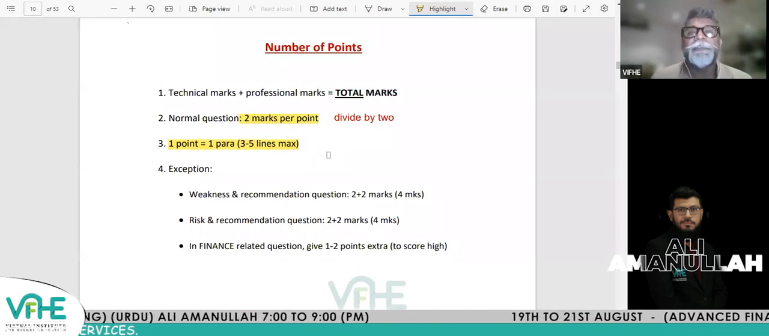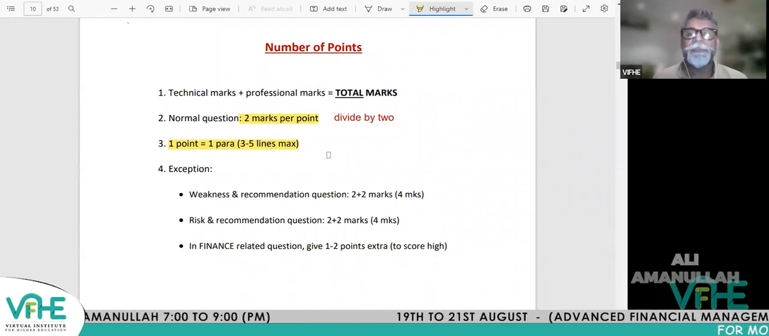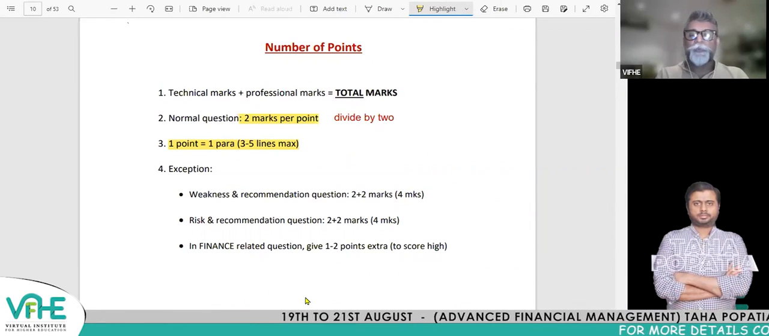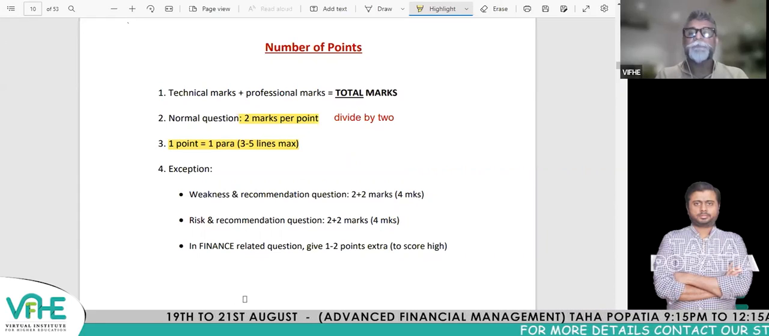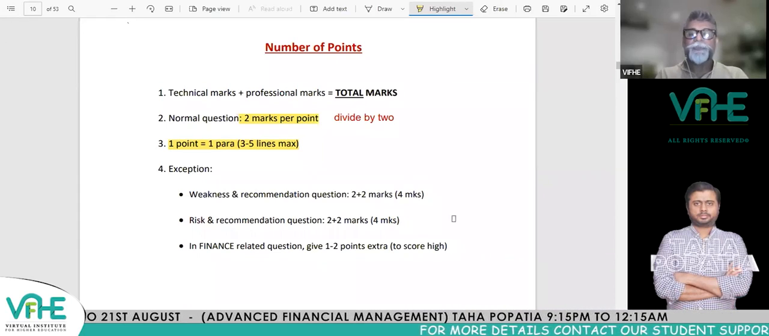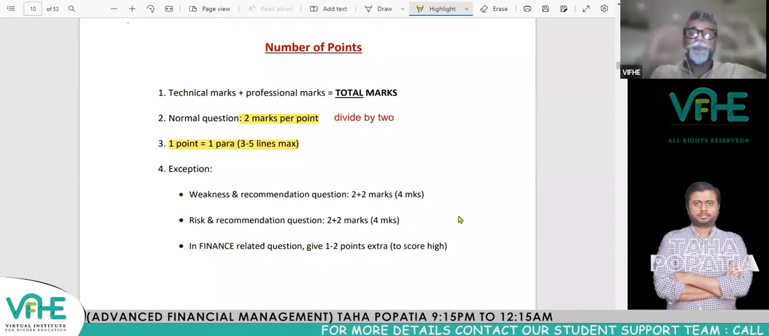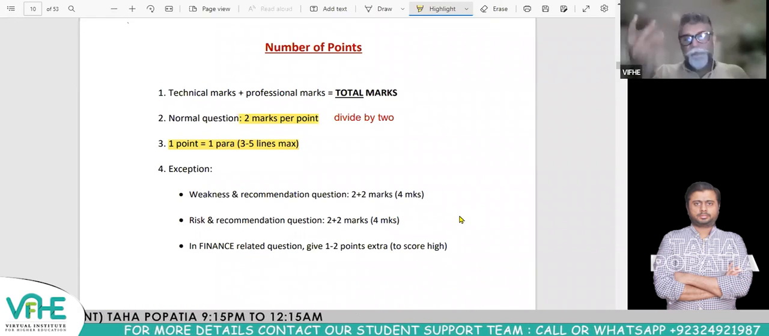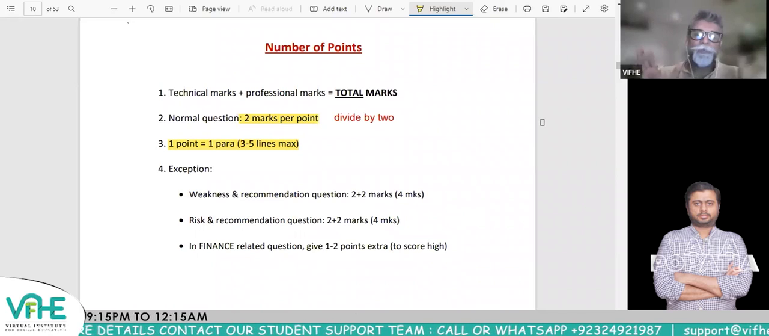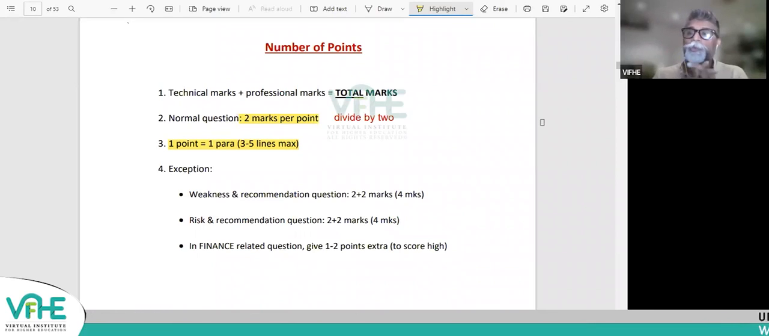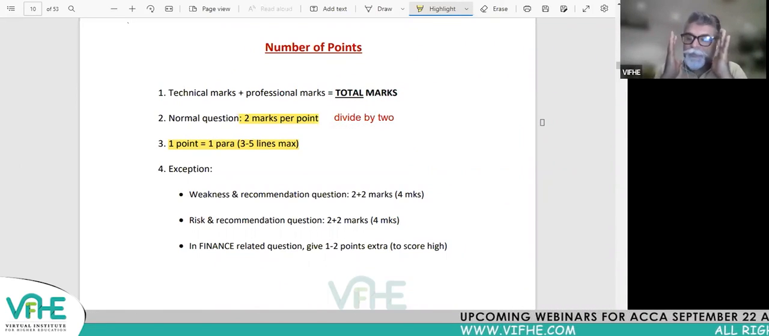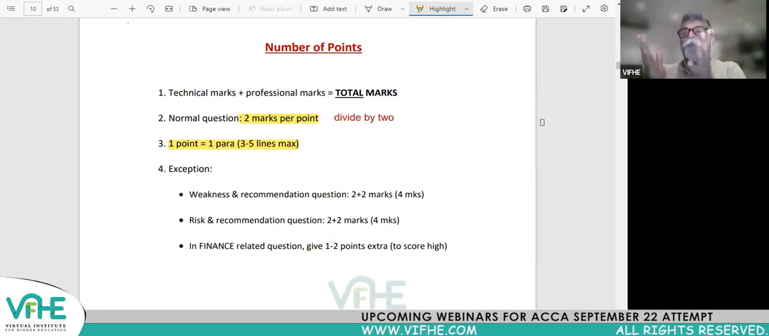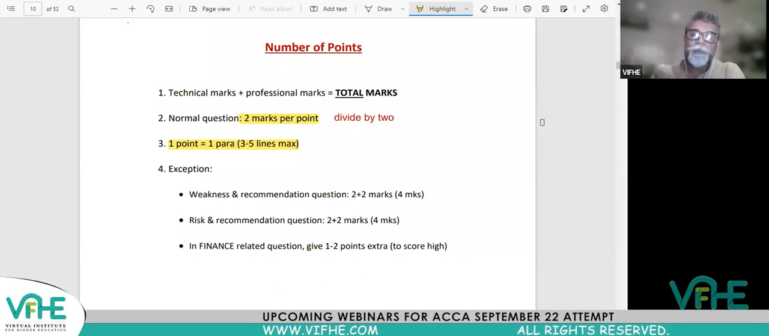So if it's a 10 marks question, how many paragraphs should I expect to see? If it's a 10 marks question, how many paragraphs visually? If I count the technical paragraphs, 5. Very good, very good. So 1 point is 1 para. Do not try to squeeze 2 points in 1 para. Do not try to put a lot of things in 1 para. Just mention 1 point in 1 para, next point in another para, next point in another para.